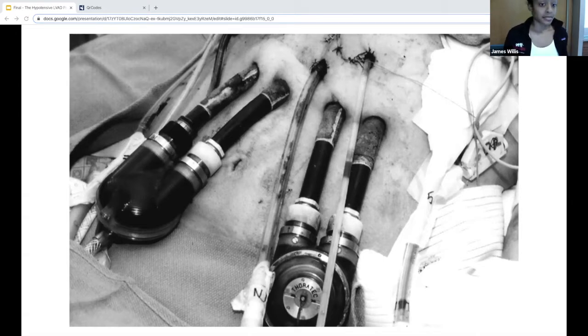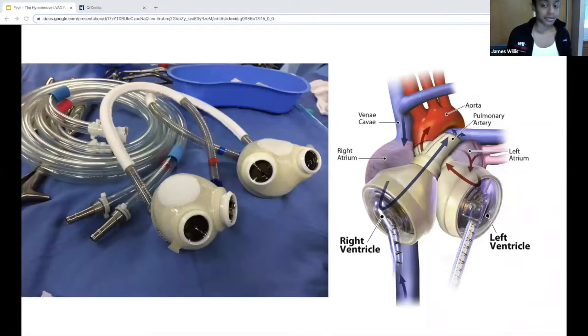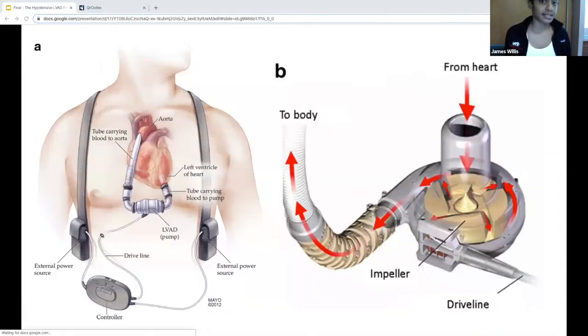They can be temporary or permanent depending on the patient's needs. For patients who have less hope of recovery, they make a total artificial heart. Obviously, for today's session, we're going to focus on LVADs.